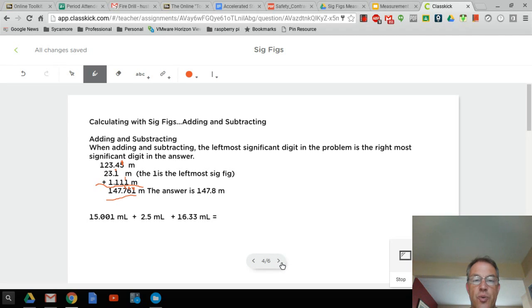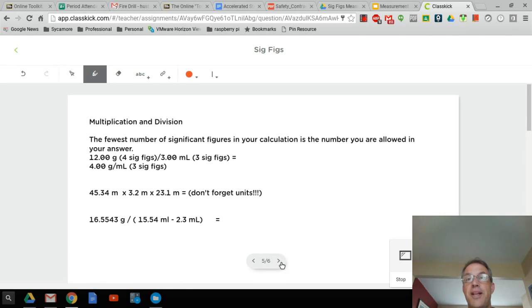Let's say we would like to do multiplication and division. Basically what you do is whatever you're multiplying and dividing, and we'll be doing this a lot in chemistry, look at the number of significant figures in each one. Okay, dot right, I go across, up, over, this 12.00, 4 sig figs. Again, 3.00 milliliters, that's 3 significant figures. When we multiply and divide, we essentially take the least number of significant figures in the problem, and that's what we have to round to in our answer.